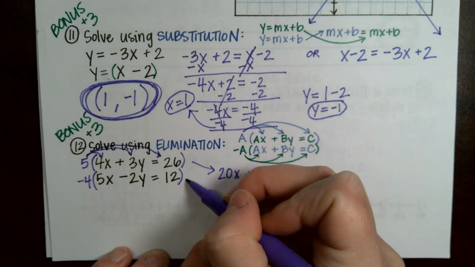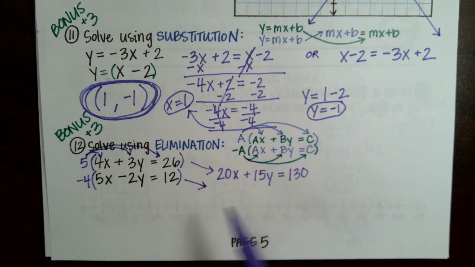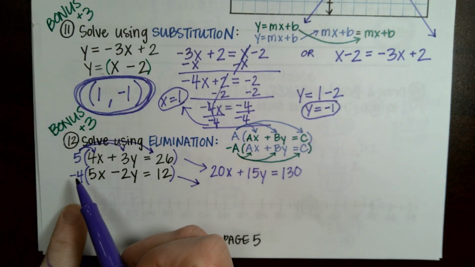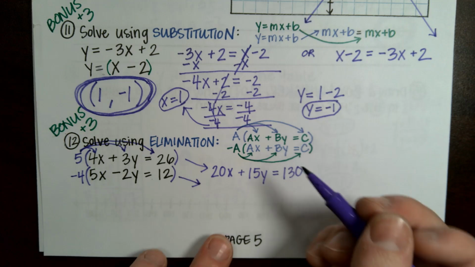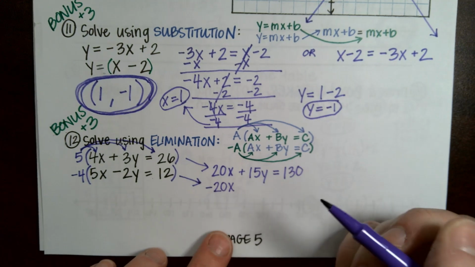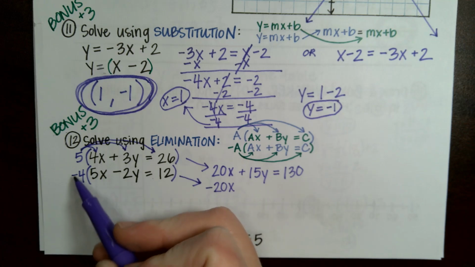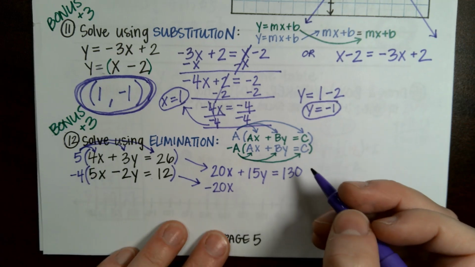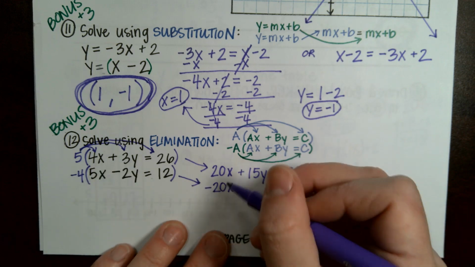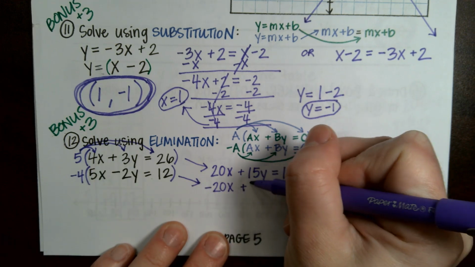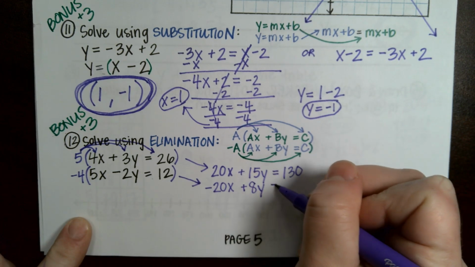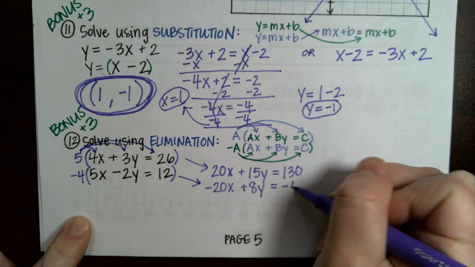Okay, and now let's rewrite the second one. We're multiplying all the terms by negative 4. So what is negative 4 times 5x? Negative 20x. What is negative 4 times negative 2y? We got a negative times a negative, so positive 8y. And negative 4 times 12? Negative 48.